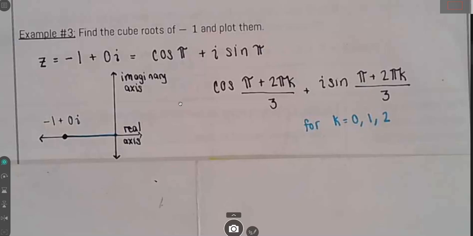Whenever this is asked, we're always going to plug in 0, 1, 2. It depends on how many roots it's asking. So on the front of the page, it says where k is 0, 1, 2, ... n minus 1. So if you're finding the cube root, it's going to be 0, 1, 2. If you're finding the 5th root, 0, 1, 2, 3, 4. It's always going to end 1 less than the root.